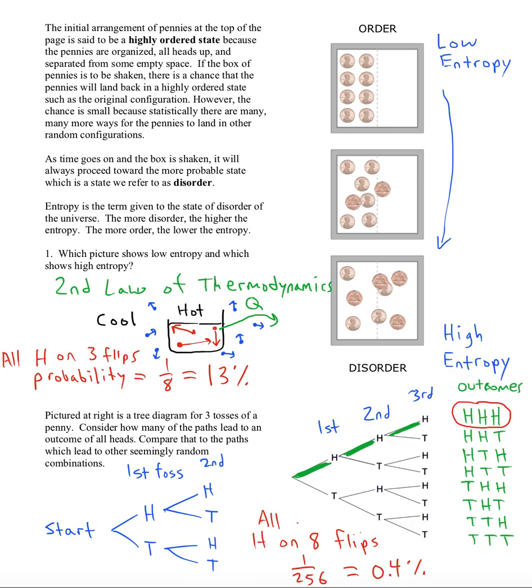And so the pennies in the box is actually just an analogy for this same situation. You see, the pennies represent the hot coffee. They represent the energy in the coffee. And the empty space represents the cool surroundings. And just as the pennies tend to flow from the left side of the box to the right, the energy will flow from hot to cold. That's the second law of thermodynamics.